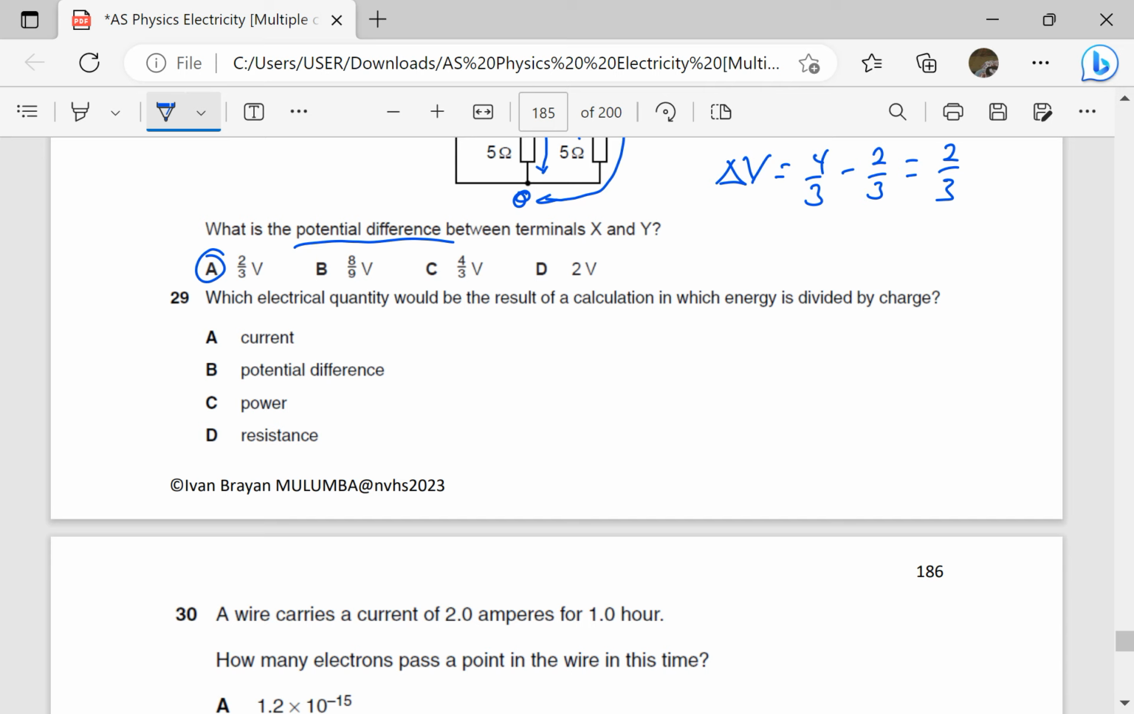Which electrical quantity would be the result of a calculation in which energy is divided by charge? This is either EMF or potential difference. So we have current, potential difference. The answer is potential difference because it is either EMF or potential difference. PD is energy transferred from electrical to other forms per unit charge, and EMF is energy transferred from chemical to electrical per unit charge. So it is either EMF or PD.